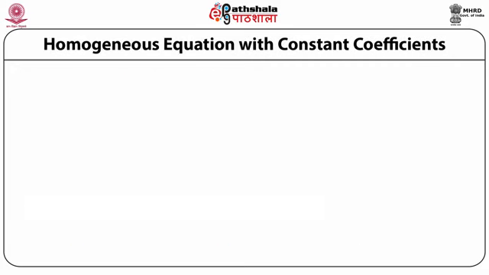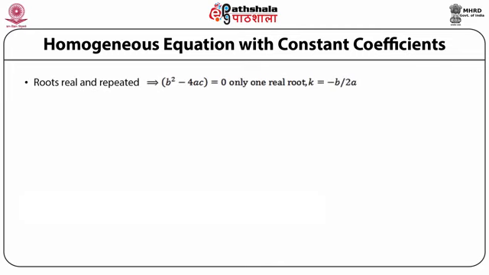We now consider the next case where roots are real and repeated. This is the case when b square minus 4ac is equal to 0. Since here we have only one root, only one solution of the type e raised to power kx exists, where k is equal to minus b by 2a.